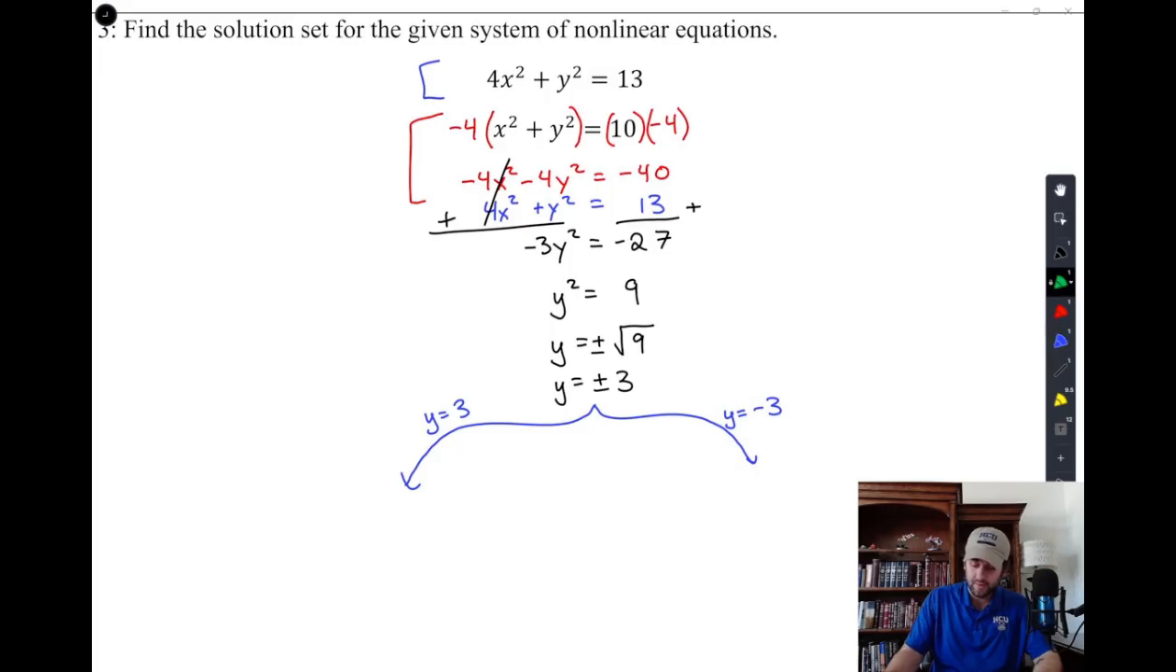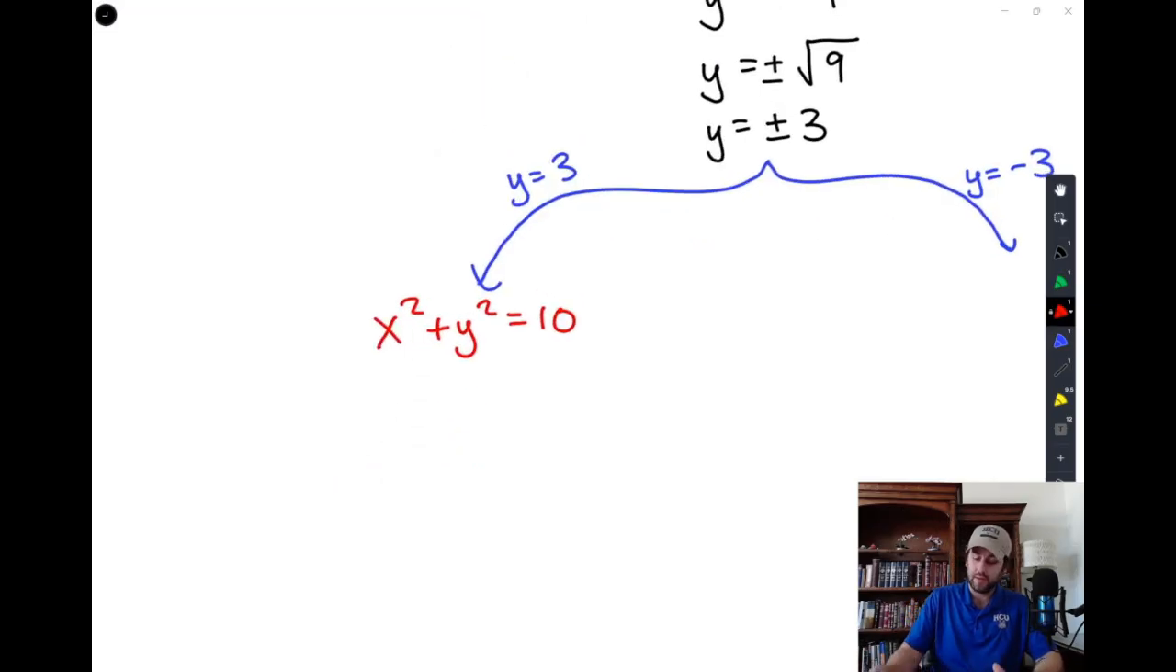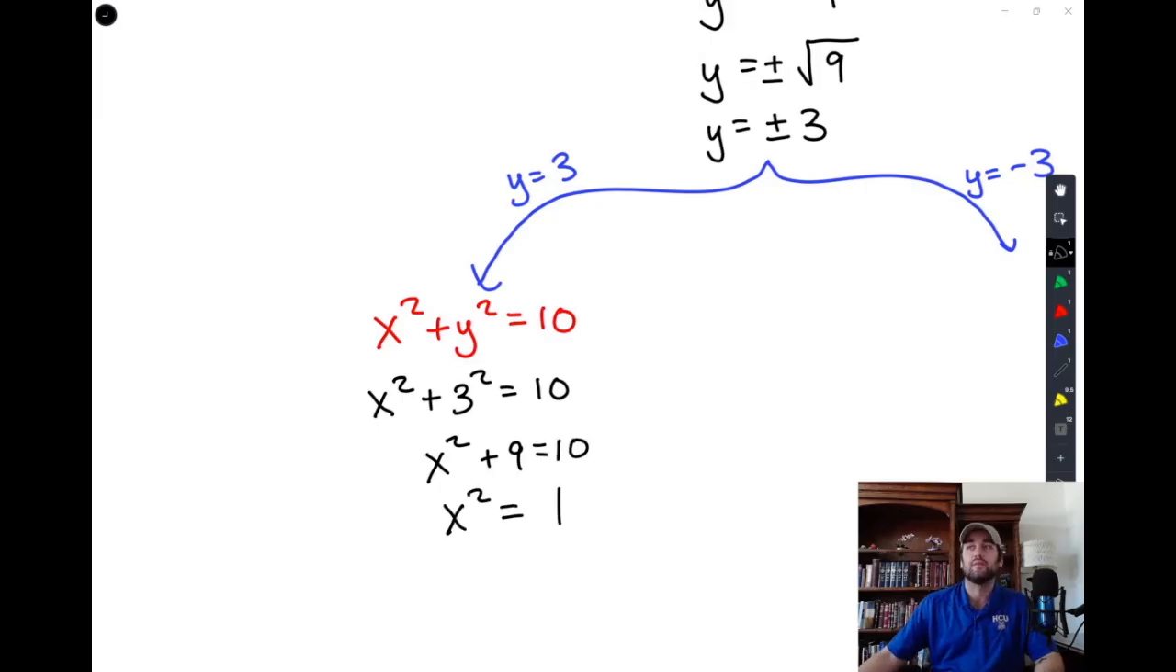Okay? So if I plug and chug the y equals 3, I'll go to the left first. I'm going to use the second equation, the red equation. And the red equation says x squared plus y squared equals 10. I'd used it before I manipulated it because the numbers are smaller and might be easier for us to work with. Now we're going to plug in our 3, so we get x squared plus 3 squared equals 10, which means x squared plus 9 equals 10, which means x squared equals 1 if you subtract the 9 from both sides.